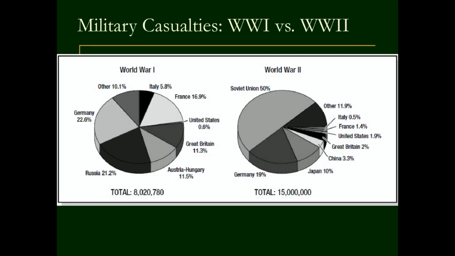These are just some graphs showing you the military casualties of World War I versus World War II. And you can see that World War II had definitely a lot more, over 15 million people versus 8 million people during World War I. So you can see who lost the most. And of course, the Soviet Union during World War II lost more than anybody at almost 50%, whereas the United States was only at 1.9 of those 15 million. So the Soviet Union really took a big hit.